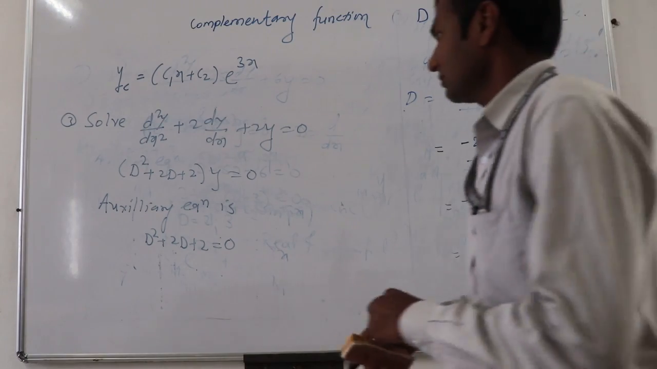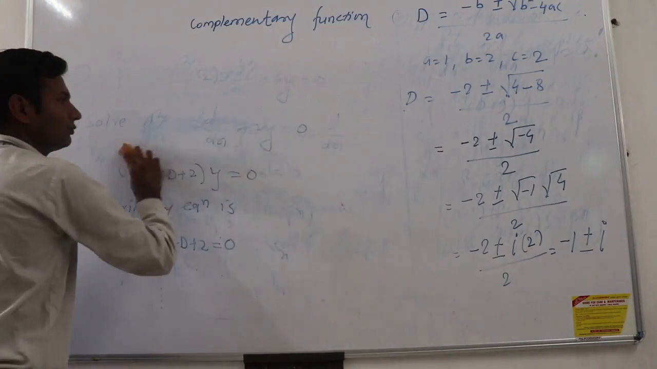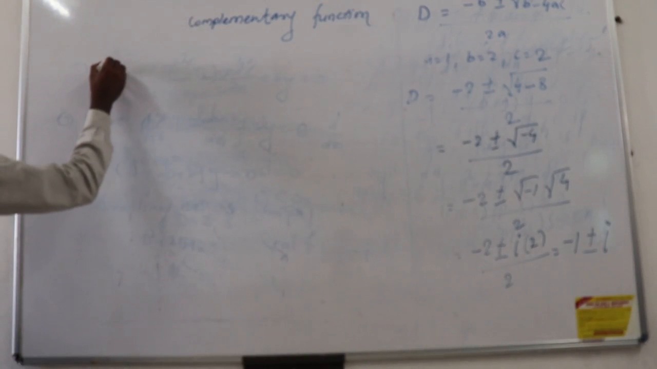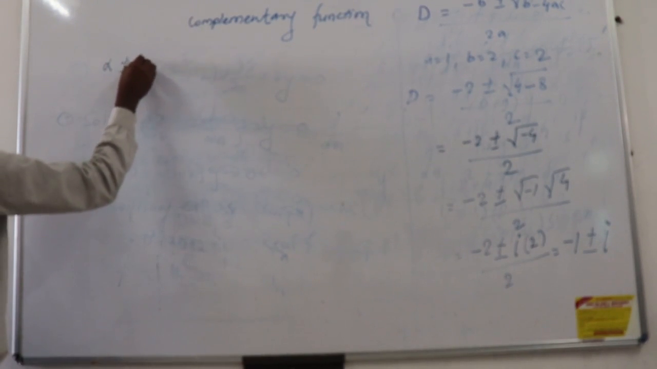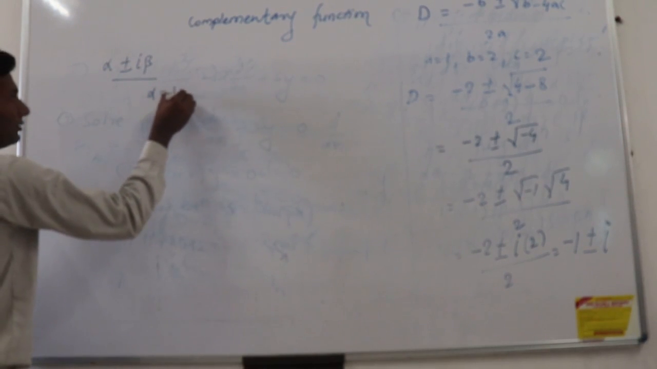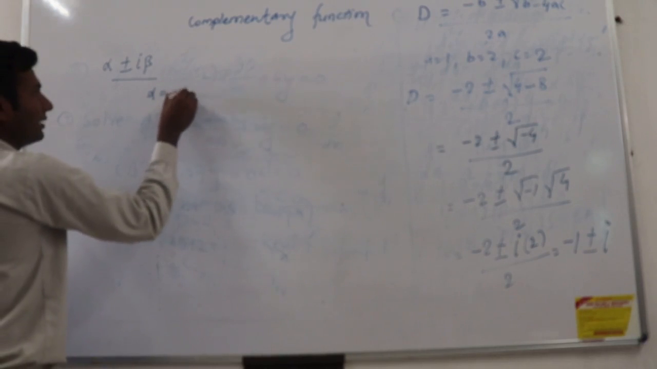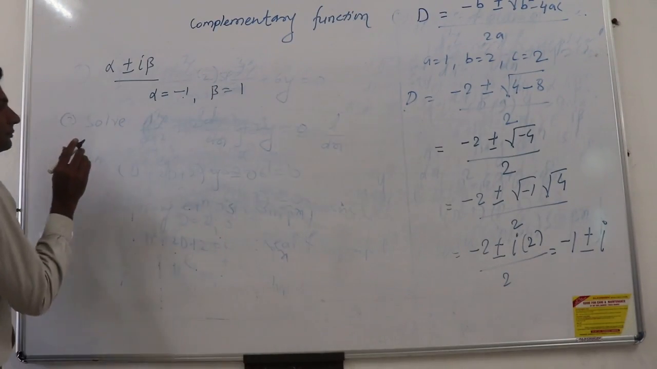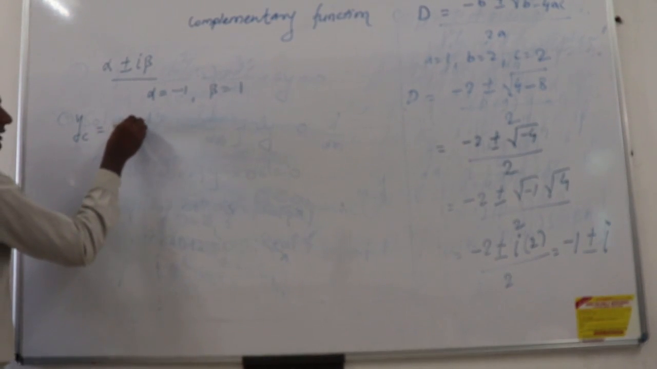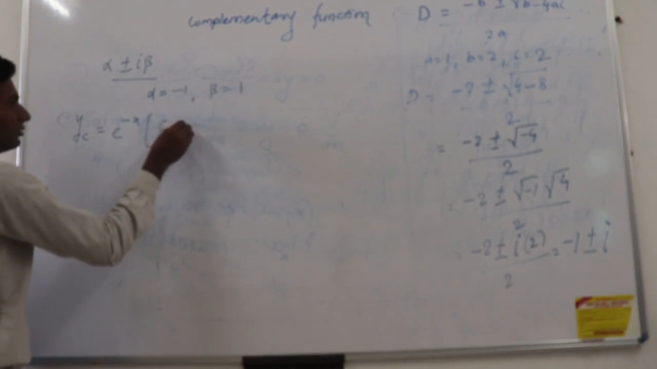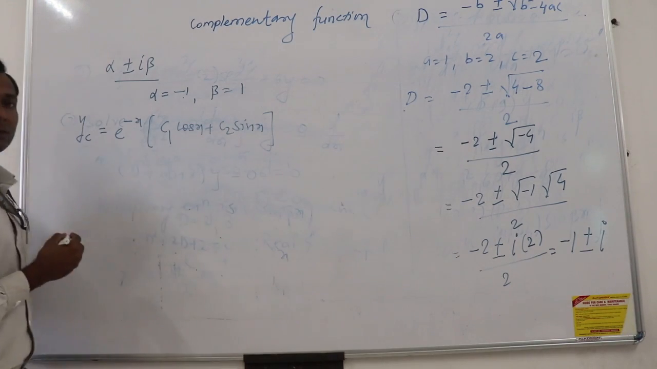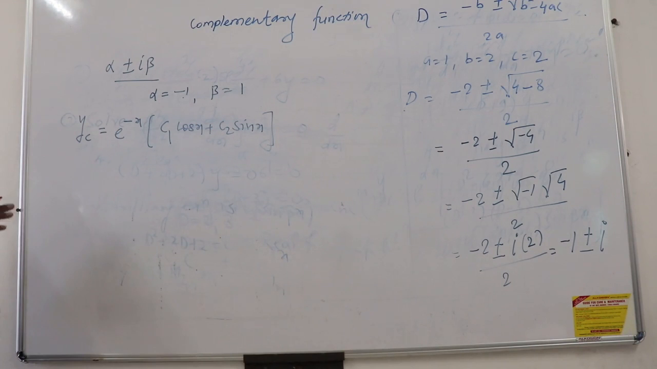So we compare it with our formula. The formula is alpha plus minus i beta. It is the imaginary roots. Then alpha is minus 1 and beta is 1. Then our complementary function yc is equal to e raised to minus 1 x into bracket c1 cos of x plus c2 sin of x. That is the complementary function for imaginary roots.